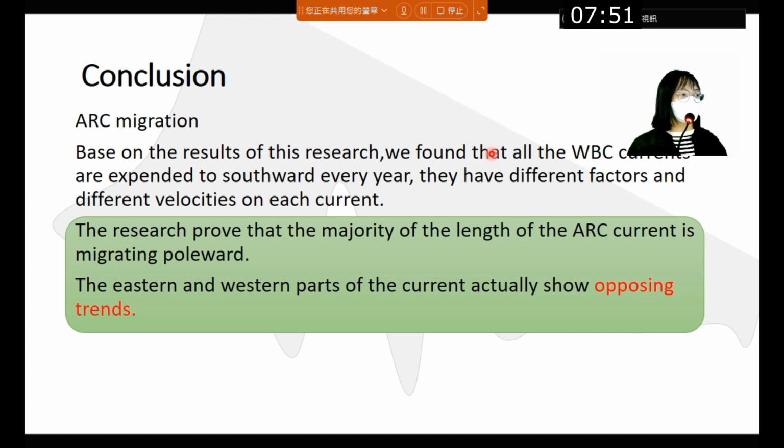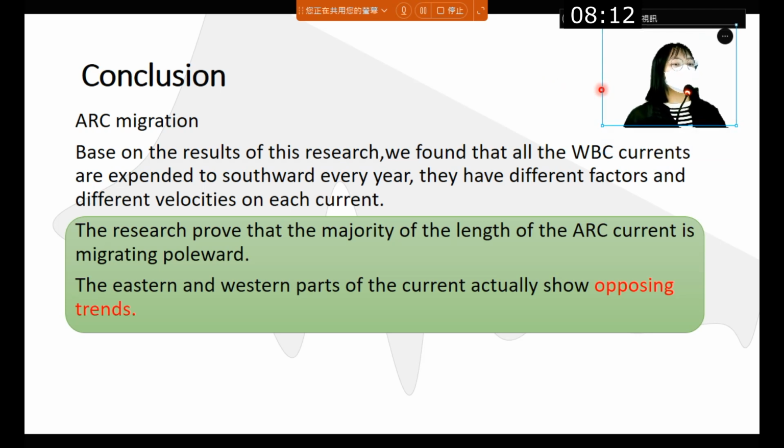This is my conclusion. This presentation shows the ARC migration in the world, and because of global warming or ice melting, we based this on the results of this research. We found that all the WBC currents are expanding southward every year, but they have different factors and different velocities on each current. Velocity is based on the ADCP tool, and the research proved that the majority of the length of the ARC is migrating poleward.